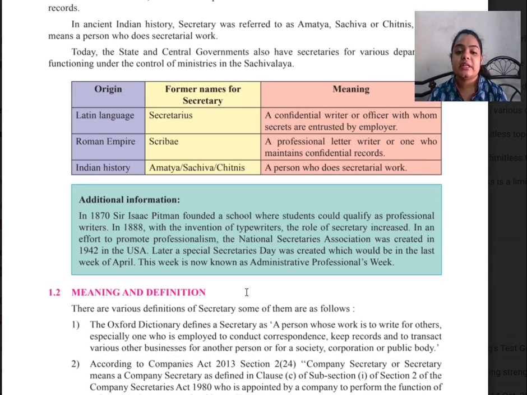In 1870, Sir Isaac Pitman founded a school where students could qualify as professional writers. In 1888, with the invention of typewriters, the role of secretary increased. In an effort to promote professionalism, the National Secretaries Association was created in 1942 in the USA. Later, a special Secretaries Day was created, which would be in the last week of April. This week is known as Administrative Professionals Week. So this was some information about how the concept of secretary has gained so much importance.